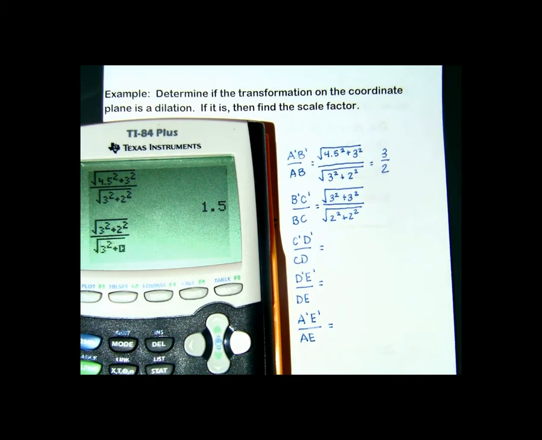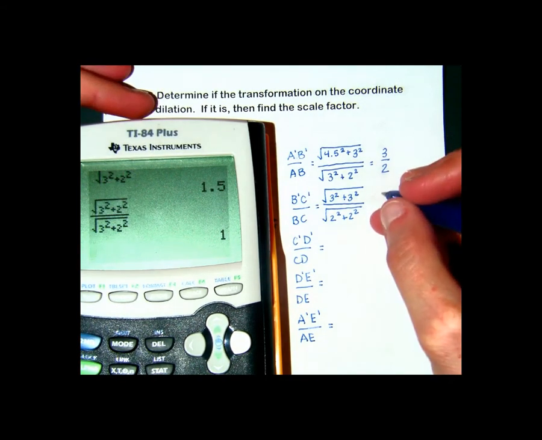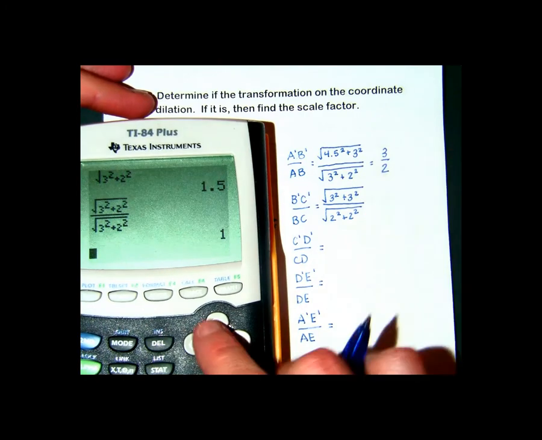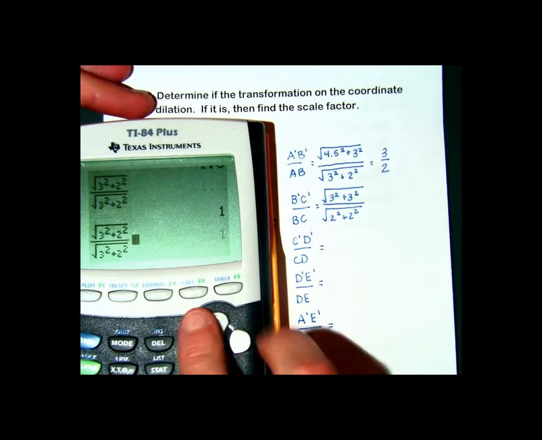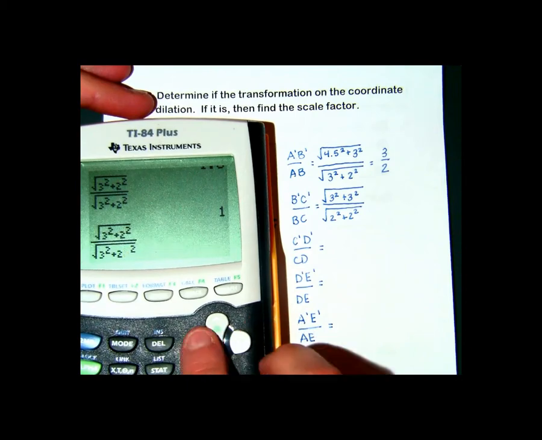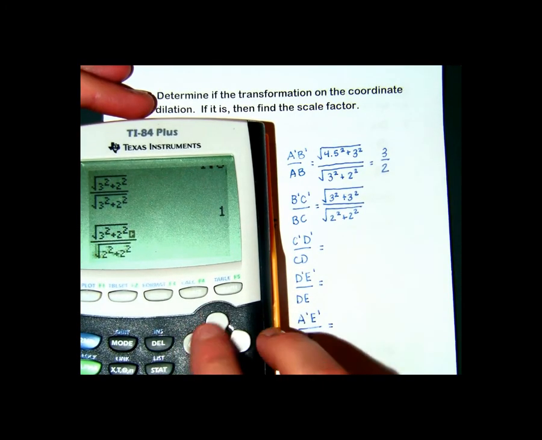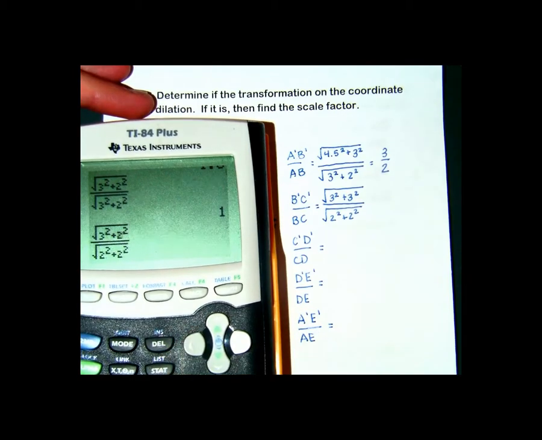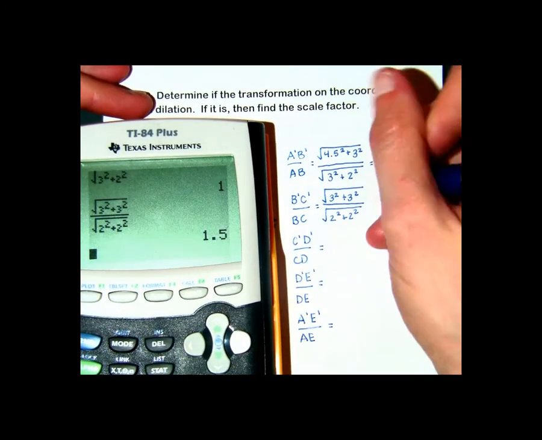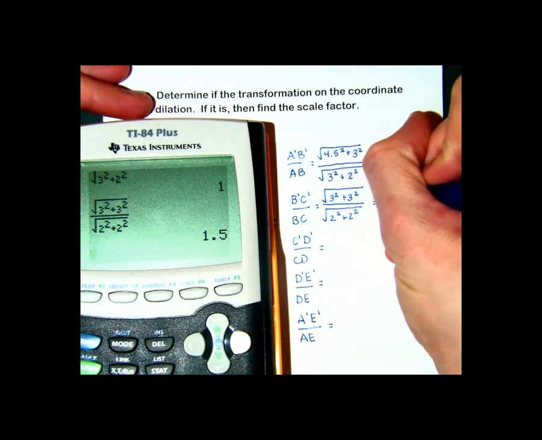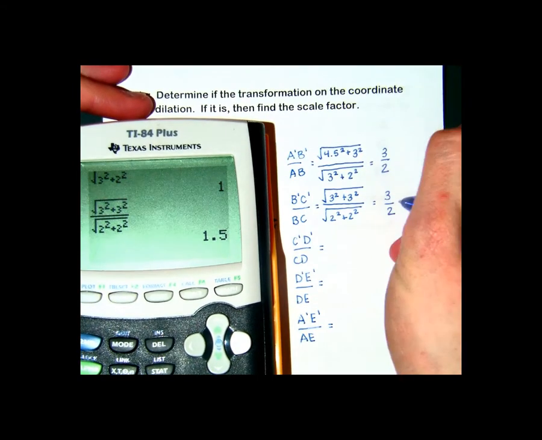Squared plus 2 squared. You know what? I put the wrong thing. Let's move over and put 2s instead of 3s and a 3 instead of 2. There we go, 1.5, so it's also 3 halves. So I have to keep going if I have the same thing every time.